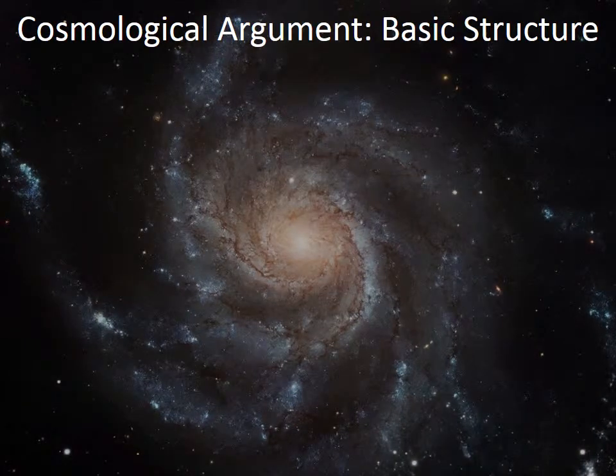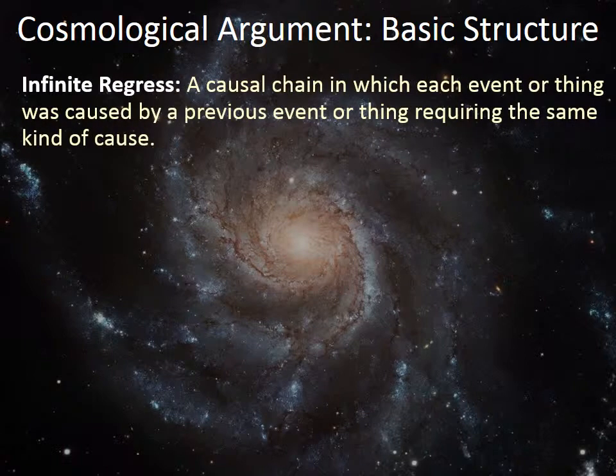Since all versions of the cosmological argument rest on this notion of an infinite regress, it is important at this point to stop and explain exactly what an infinite regress is. An infinite regress is a causal chain in which each event or thing was caused by a previous event or thing requiring the same kind of causal explanation.